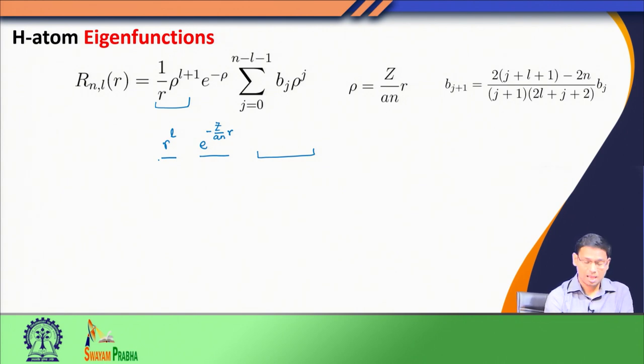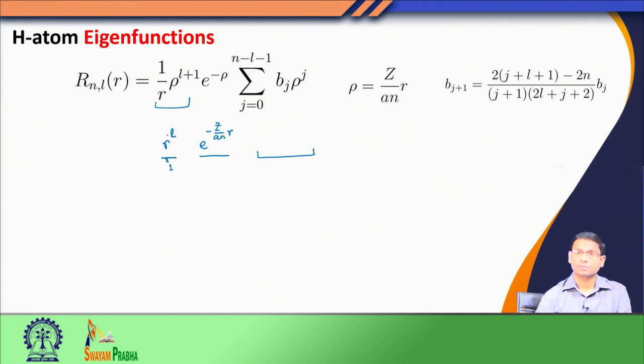When l is 0, I have this term becoming 1 for l equals 0. For all other values of l, when l is 1 or 2 or 3, I have r square or r cube kind of term. So, when the term is r to the power 0 or a constant, when the value of r becomes 0, the radial function does not become 0. When does that happen? That happens when l equals 0, that means all s type of orbitals. So, we have seen that for s type of orbital 1s, 2s, 3s and so on and so forth, the radial part of the wave function does not vanish at r equals 0.